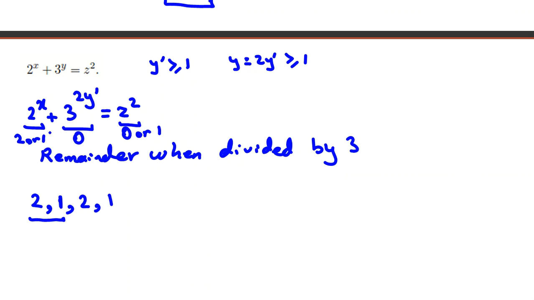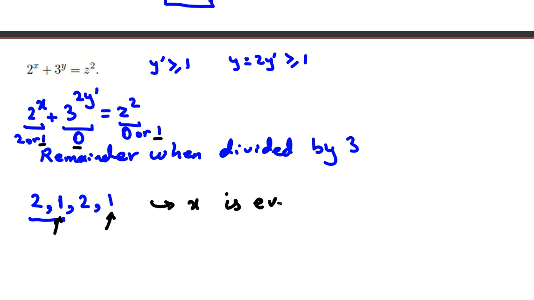The only possible case is 1 and 1. If I write the rest with like 1 here, 0, it will be 1. So 2 to the x, the remainder when divided by 3 should be 1. 2 to the 2 or 2 to the 4. So we conclude x should be what?